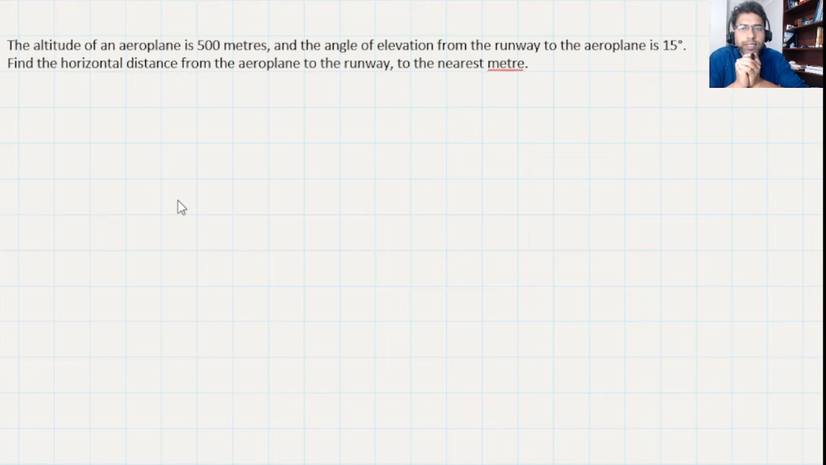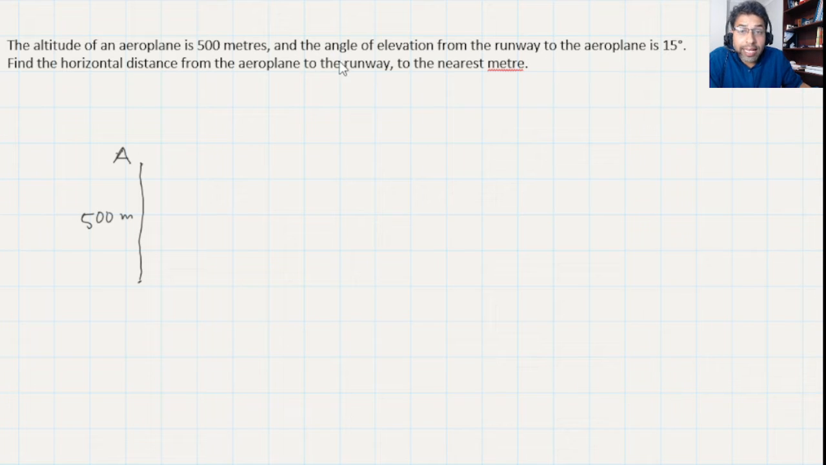Okay, let's say that we have an example here. The altitude of an airplane is 500 meters and the angle of elevation from the runway to the airplane is 15 degrees. Find the horizontal distance from the airplane to the runway to the nearest meter. So the altitude of an airplane is 500 meters. If I say this is our airplane, which is A in that position, the altitude means from the ground the height of that airplane is 500 meters, right?